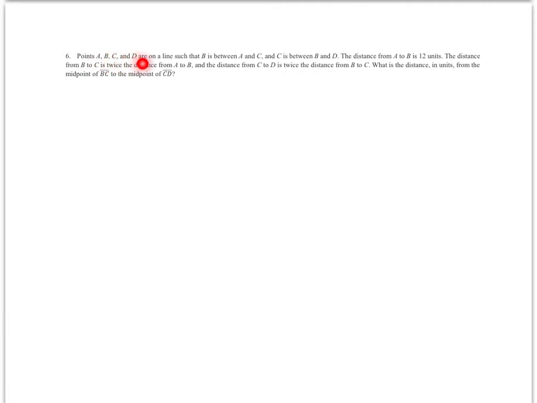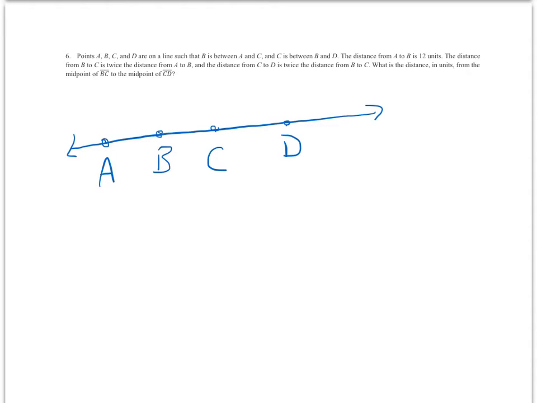Points A, B, C, and D are on a line. I'm going to put them on a line, such that B is between A and C. So let's say here is A and here is C. It says between them is B. Don't know where between, it's just someplace between. C is between B and D. Well, here's B, here's C. For C to be between B and D, it would have to be over yonder. So B is between A and C. C is between B and D. So our points are in the right order, A, B, C, D. The distance from A to B is 12.